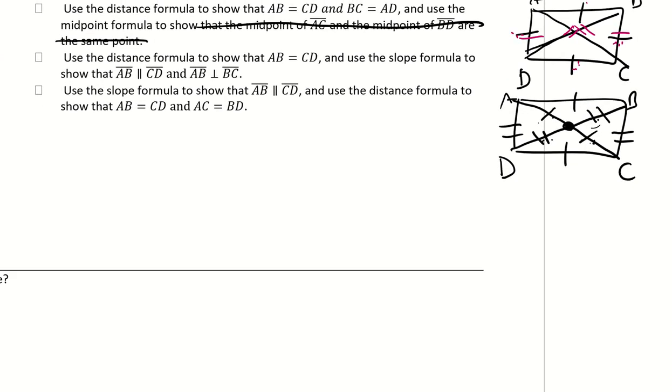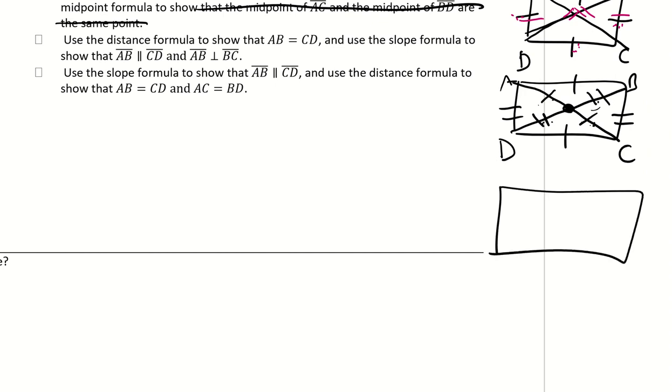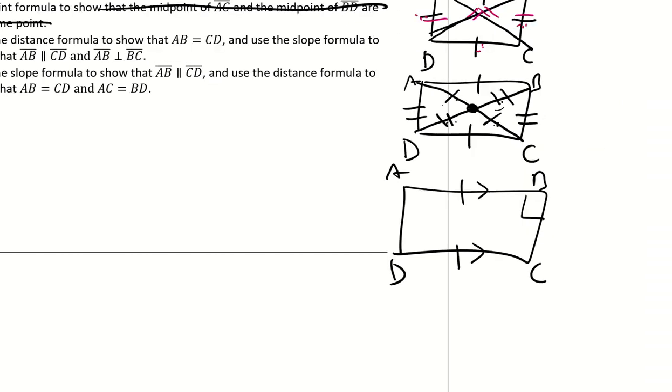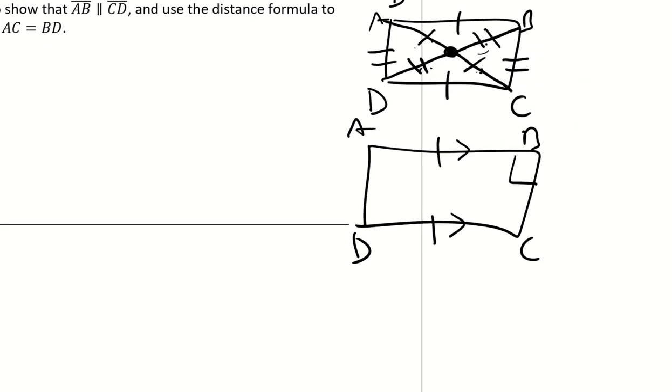Use the distance formula to show that AB equals CD. Okay, so let's do that one. So AB equals CD, and then use the slope to show AB is parallel to CD, and then AB is perpendicular to BC. Okay, is that going to show that it's a rectangle? Well, the short answer is yes, right? And the reason why is because by proving that these two sides are the same and then they're also parallel, you've proven that it's a parallelogram, because you can use the fact that they're parallel to prove that these are congruent. Okay.